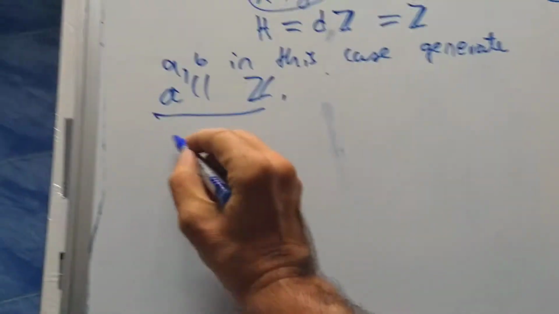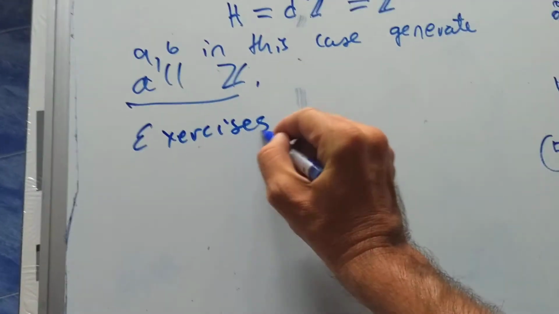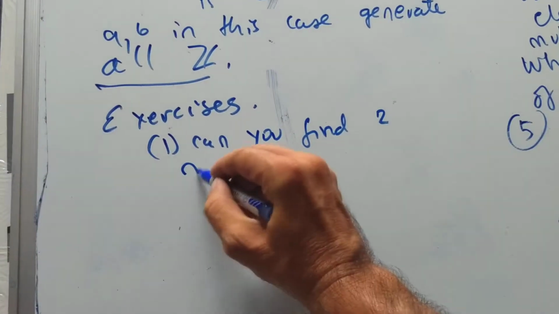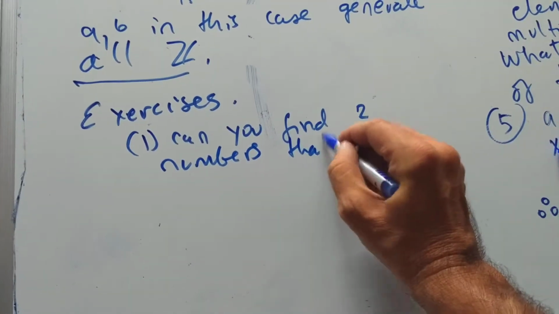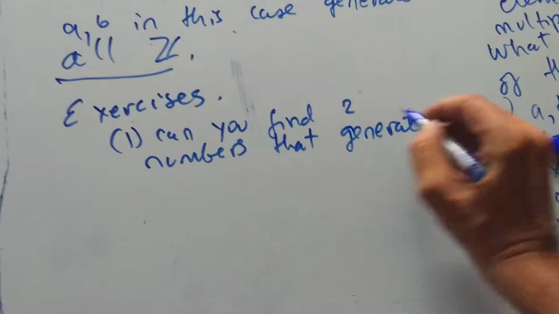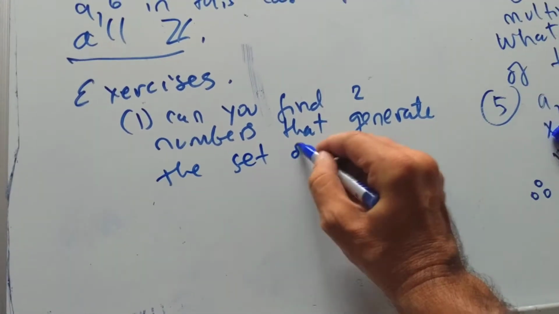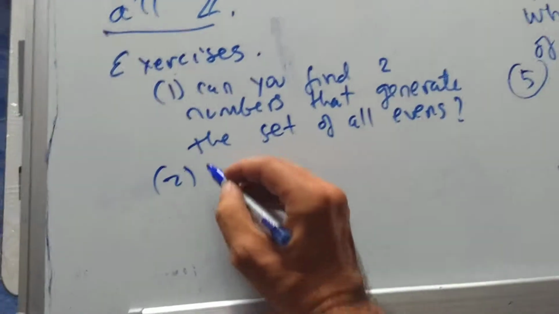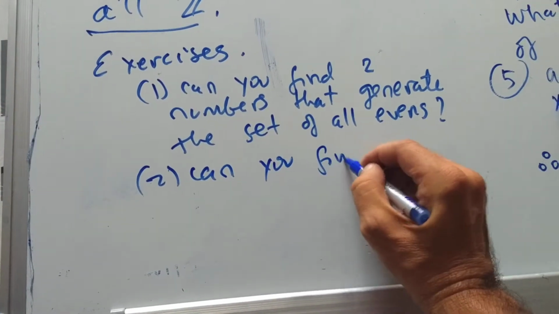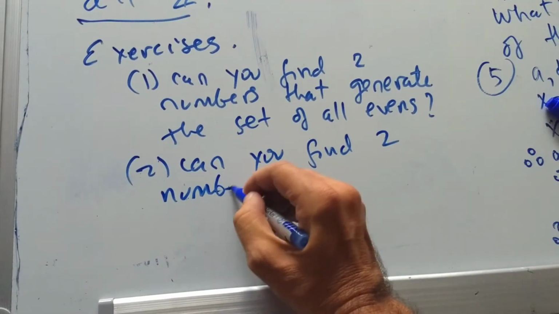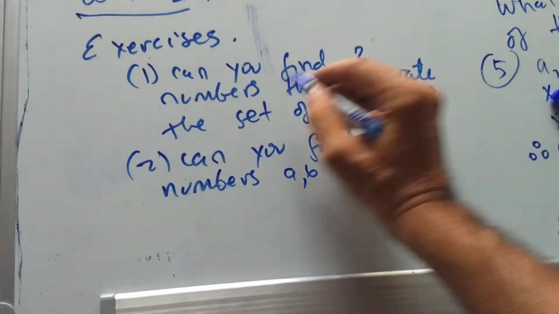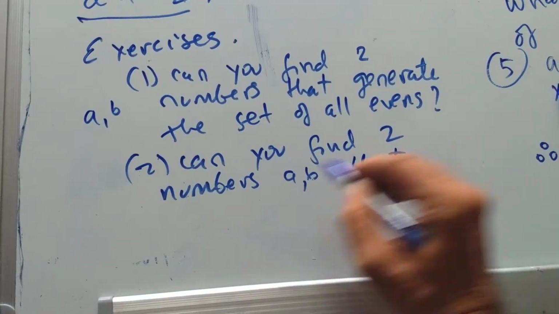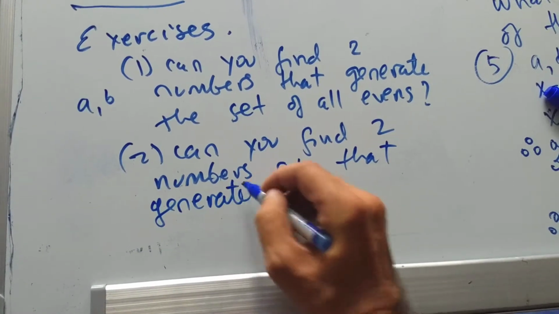I want to leave you with just two little exercises. One: can you find two numbers that generate the set of all evens? And here too, this is something else you should think about. Can you find two numbers, A and B, that generate the set of odds?